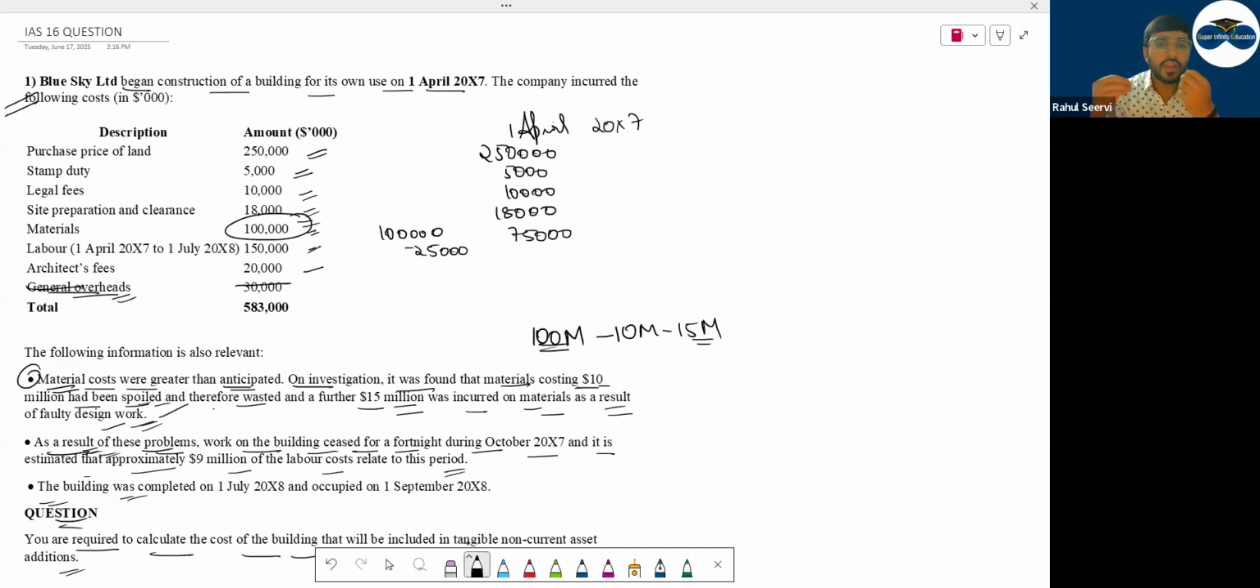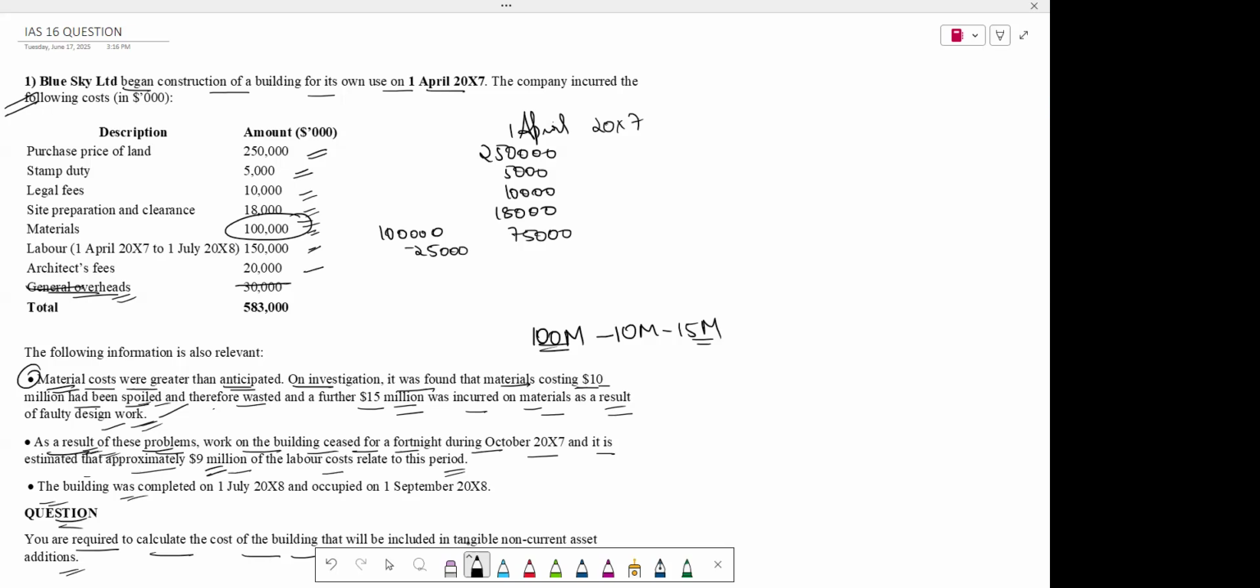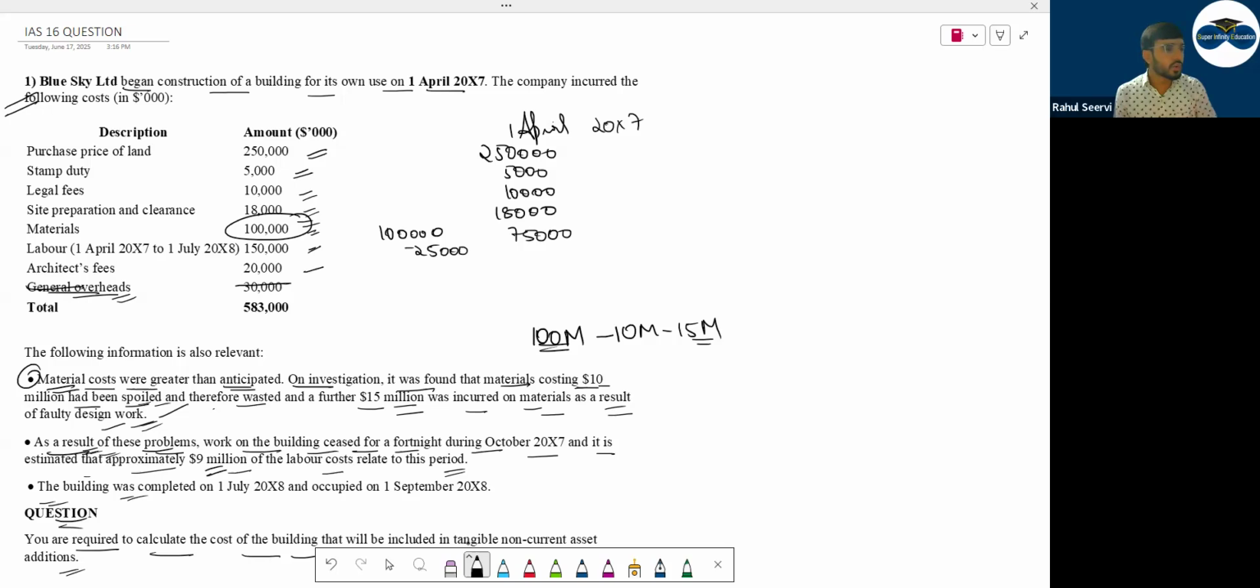During October. And during that October, what is the cost which you have incurred? 9 million. Is this directly related to the construction? Had construction taken place during October? No, sir. Construction did not take place. If construction did not take place, will you include this in the cost of the asset?